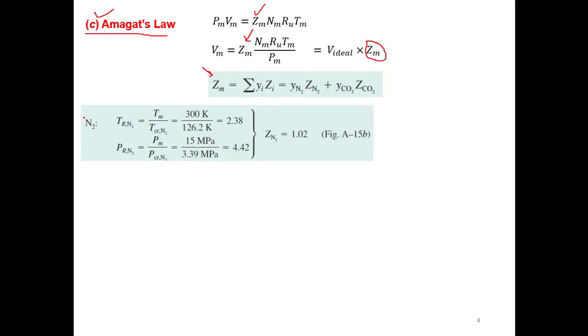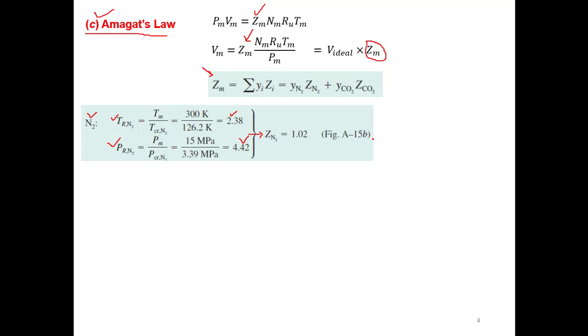Now, how to calculate this separately? Let's say first for the nitrogen, it says to calculate the reduced temperature and reduced pressure for the nitrogen. Reduced temperature for the nitrogen means the given temperature divided by the critical temperature of the nitrogen. Similarly, the reduced pressure is the given pressure divided by the critical pressure of the nitrogen. From this, you can calculate the value of Z nitrogen from the same figure A15B.